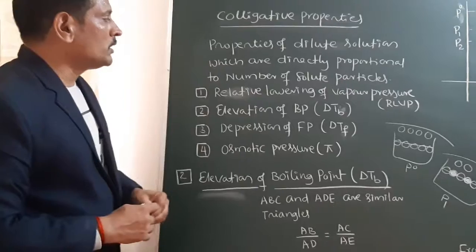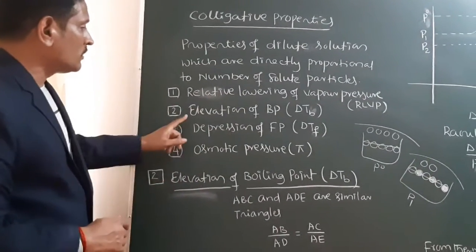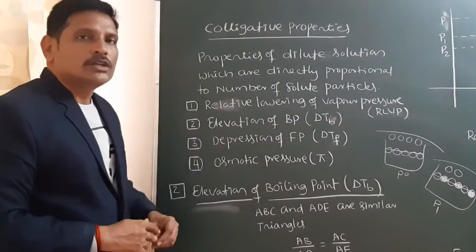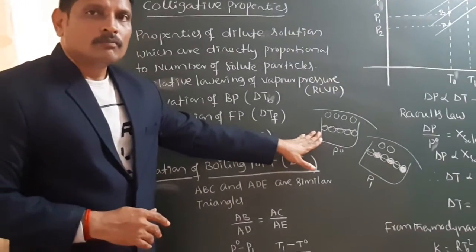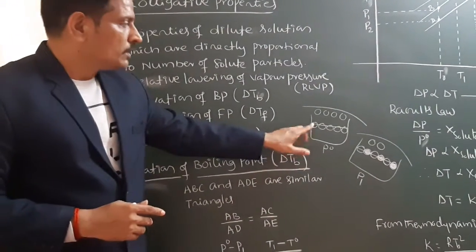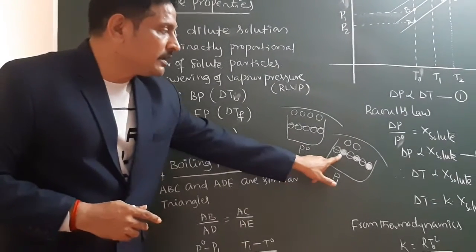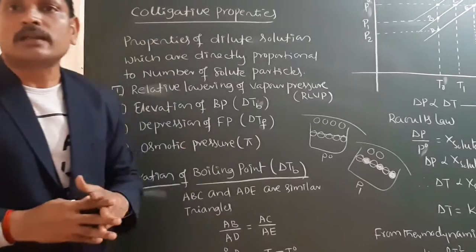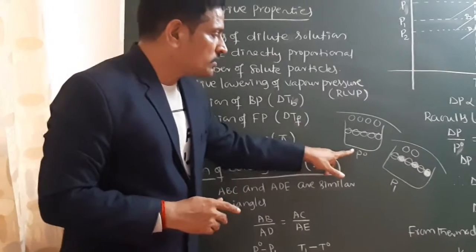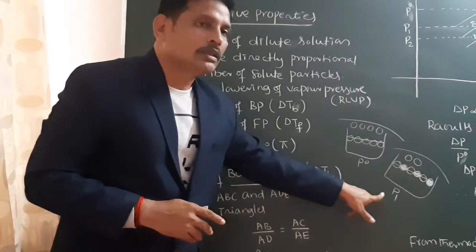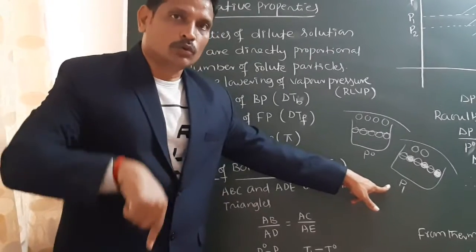We have already discussed relative lowering of vapor pressure in the previous class. Therefore, I am starting this concept with elevation of boiling point, delta T. According to our discussion, this is a pure solvent. All solvent particles are vaporizable, so more molecules are present in the vapor phase. This is a solution containing non-volatile solute. Only solvent particles are vaporizable, so fewer molecules are present in the vapor phase. Therefore, the vapor pressure of the pure solvent is more than the vapor pressure of the solution containing non-volatile solute.